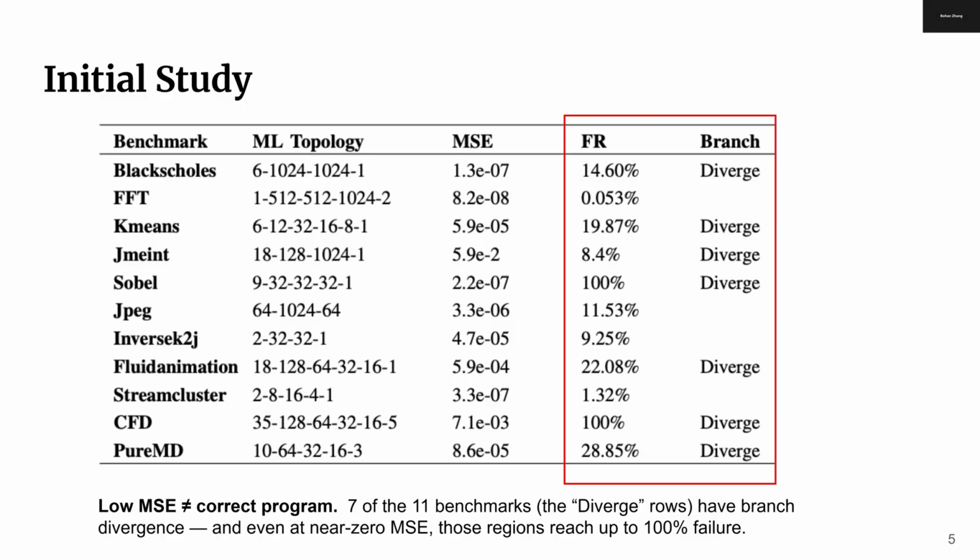CFD tells the same story. And in the rightmost column, 7 of the 11 benchmarks are marked as divergent, and those are exactly the high failure rate ones. So the headline takeaway is that low model error does not guarantee a correct program. A surrogate can fit the data perfectly, but still wreck the application itself. So we investigated why and found 3 distinct root causes. I will walk through each of them.